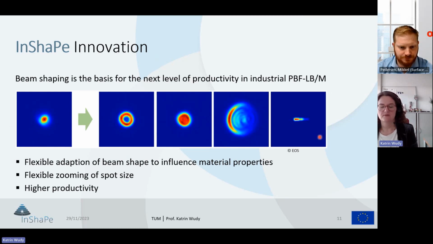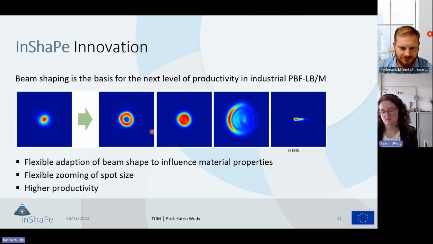Here you can see some possible beam shapes we have already created, like a ring-shaped beam profile, a top-hat beam profile, some kind of C shape. We also created a shape which looks like a chair to get a really homogeneous temperature distribution and so on. The question again arises, what is the target value?